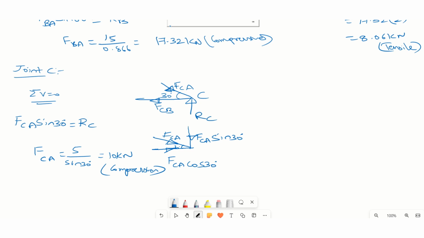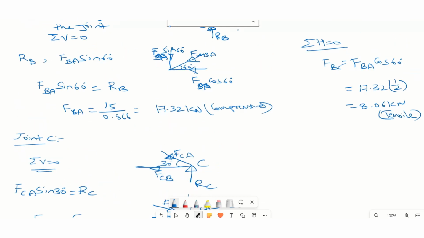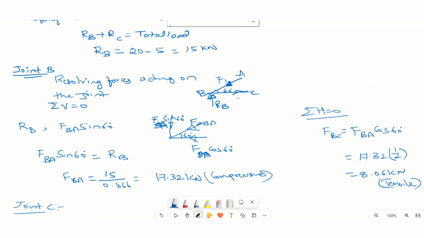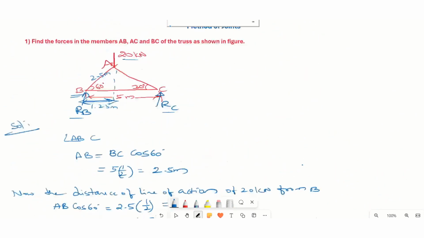So we get the forces on CA, the forces on BA and the forces on BC. This is the analysis of a truss using the method of joints.